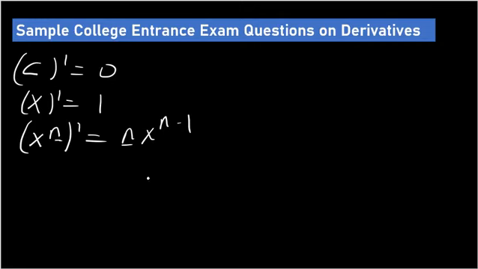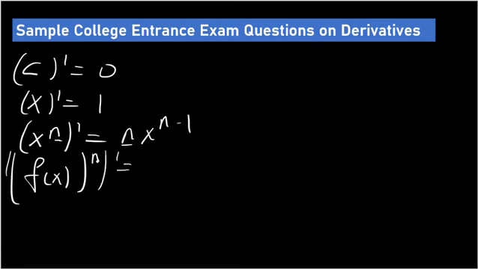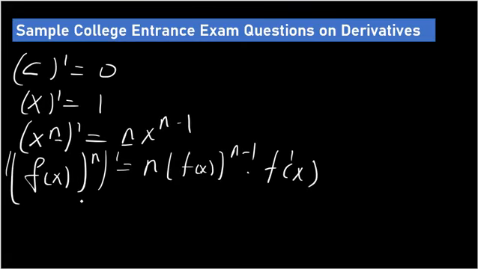The other one you need to remember: instead of x, if it is f of x, the whole to the power of n, the derivative is going to be the same. The n comes as a coefficient, n times f of x the whole to the power of n minus 1, times the inner function's derivative according to the chain rule. Previously we have also seen the chain rule.